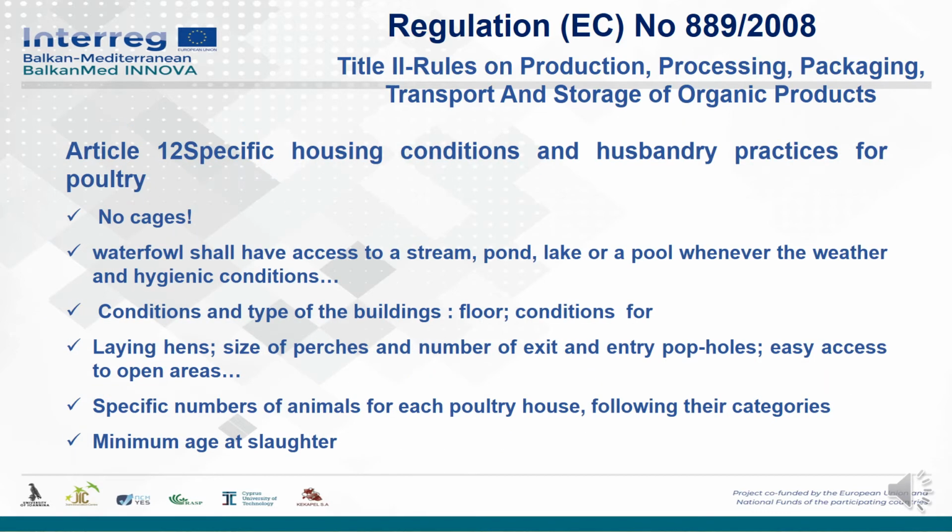Article 12, specific housing conditions and husbandry practices for poultry. So for poultry, no cages. Waterfowl shall have access to a stream, pond, lake, or pool whenever the weather and hygienic conditions permit it. Conditions and type of the buildings: it fixes the floor conditions, for laying hens, size of perches, the number of exit and entry pop holes, easy access to open areas, specific number of animals for each poultry house following their categories, and minimum age at slaughter.